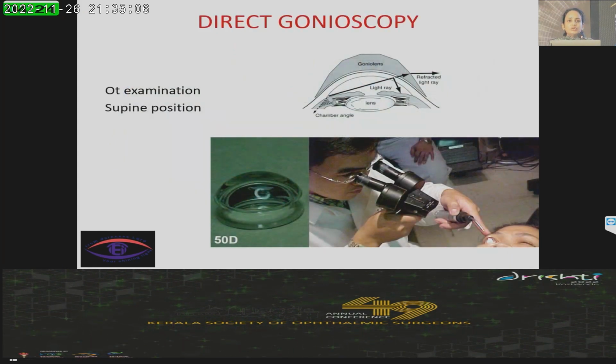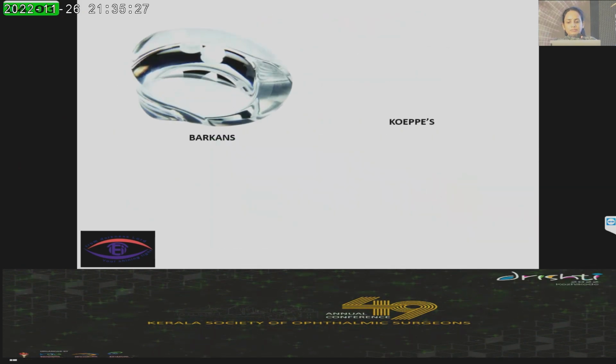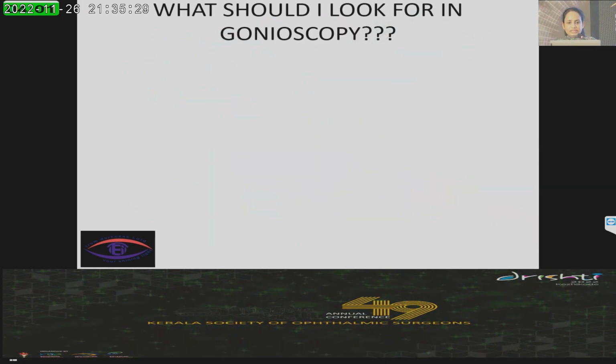Direct gonioscopy is mainly an OT examination technique. Earlier it was mainly used for congenital glaucomas for the procedure of goniotomy, but now with the advent of minimally invasive procedures, there is an emerging interest in direct gonioscopy. Most of the minimally invasive procedures are angle-based surgeries and they require a mastery over the skill of direct gonioscopy. The examples are the Barkan lens and the Swan-Jacob lenses.